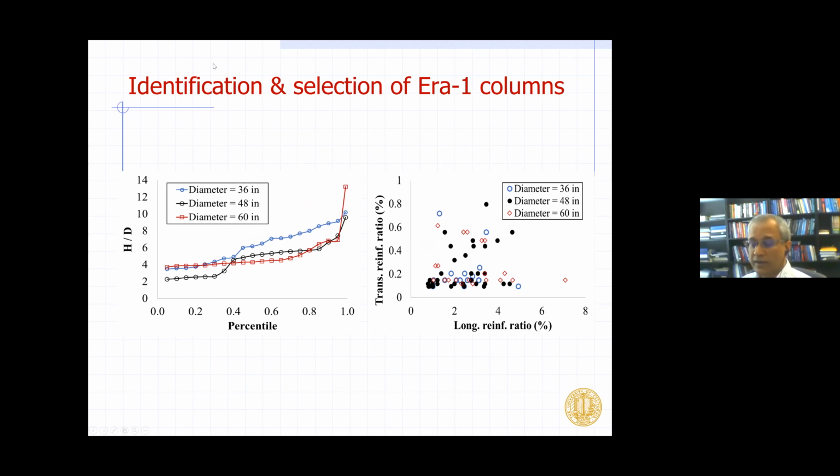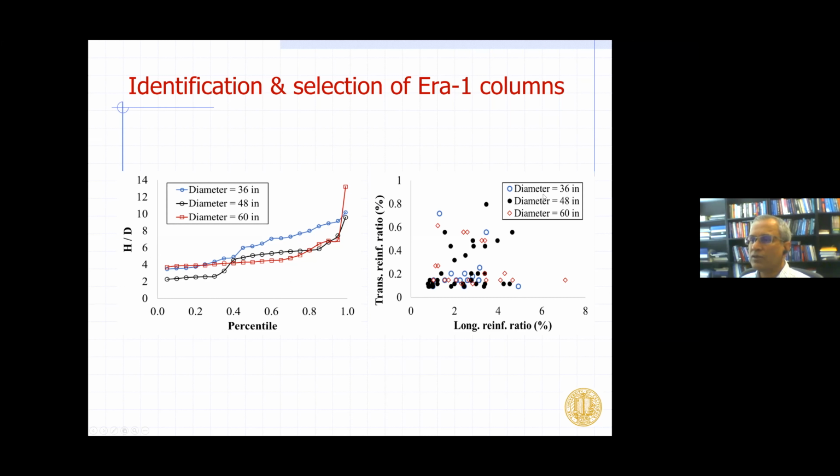So how did we come up with the columns to simulate? We looked at the Caltrans inventory of columns, and here what I'm showing, each one of these dots represents an actual column in the Caltrans bridge inventory. This is the H/D ratio, and as you can see, some of the bridges have lower H/D ratios, but most of them, I would say, have an H/D of 4 or higher.